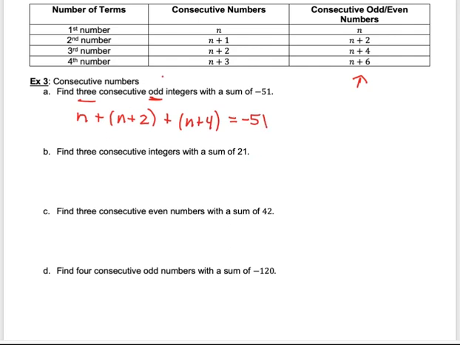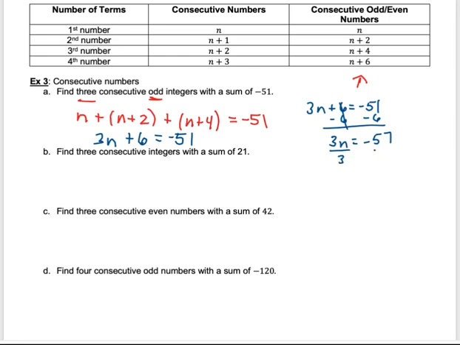So first things first, I need to combine like terms. I have an n and an n and an n, that makes 3n. Then I have 2 and a 4, which makes 6. Now this is set up exactly how we were working problems before, and all I have to do is solve. So I'm going to subtract 6 from both sides. That gives me 3n equals negative 57.